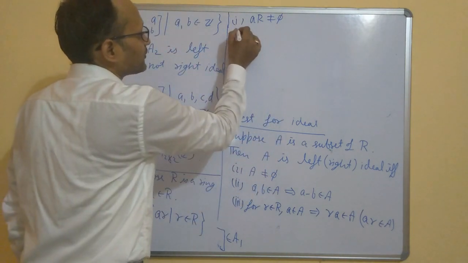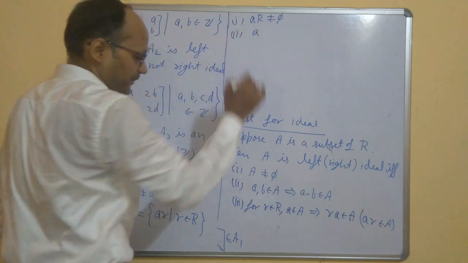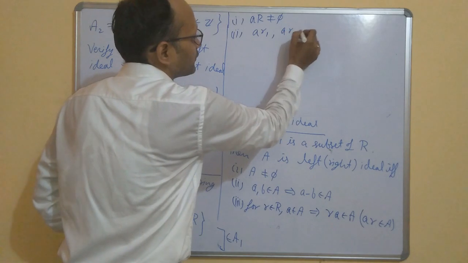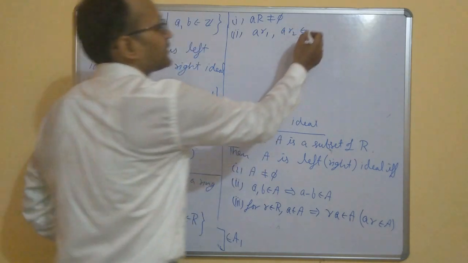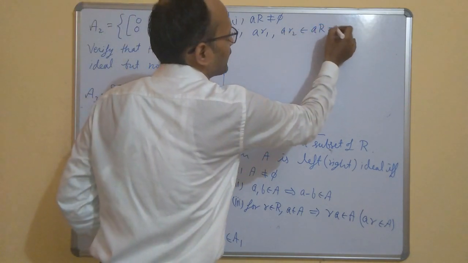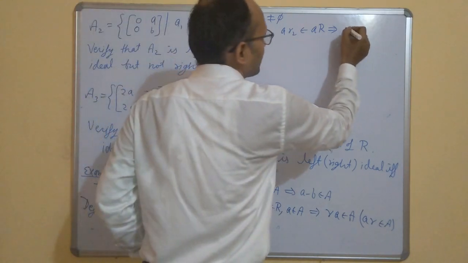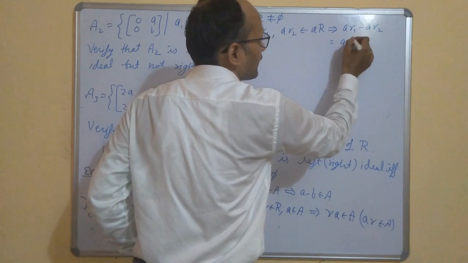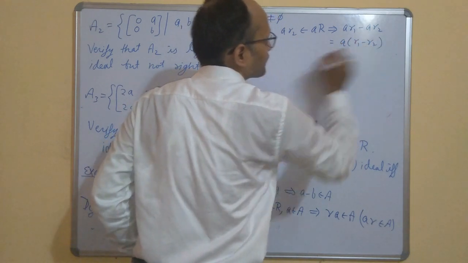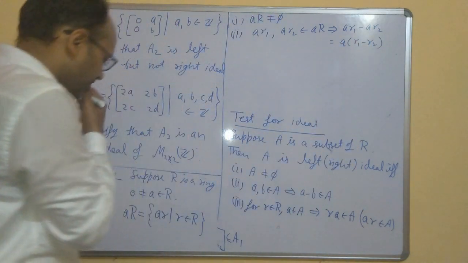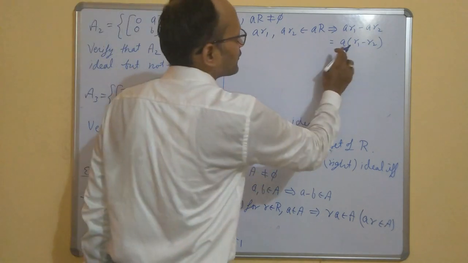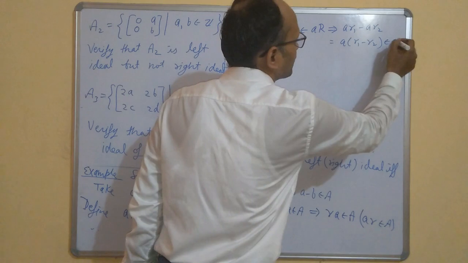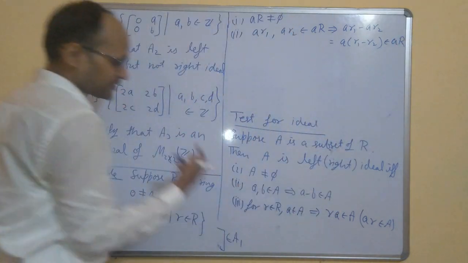Now take two elements of this set. Take A R1 and A R2 in this AR. Then what will happen? What about the difference? A R1 minus A R2. This is A times (R1 minus R2). Because R is a ring, R1 minus R2 belongs to R. So it is again of this form. So this belongs to AR. So the second condition of this test is satisfied.